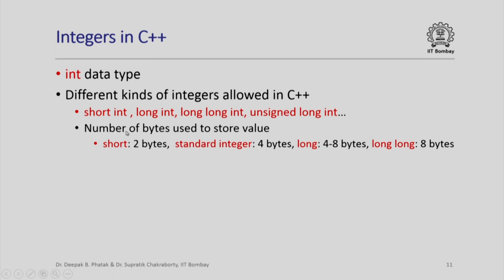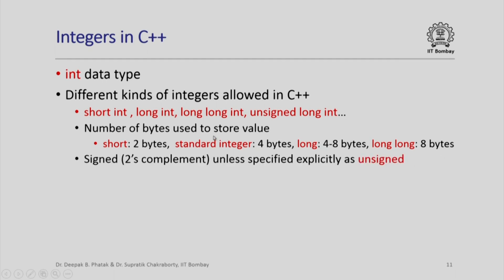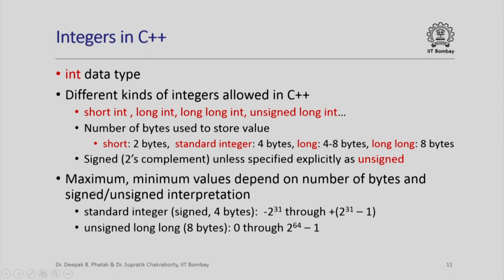do is they tell us how many bytes are to be used to store the value of the integer. In a short integer I use 2 bytes, in a standard integer I use 4 bytes, in a long I might use 8 bytes, and they also tell me whether I should treat the integer in 2's complement or not. So all integers, unless explicitly specified otherwise, are signed 2's complement representations. If you specify something as unsigned, then of course it is an unsigned integer. And it is not hard to see that the maximum and minimum values will depend on the number of bytes and on whether you are treating it as a signed or unsigned integer.